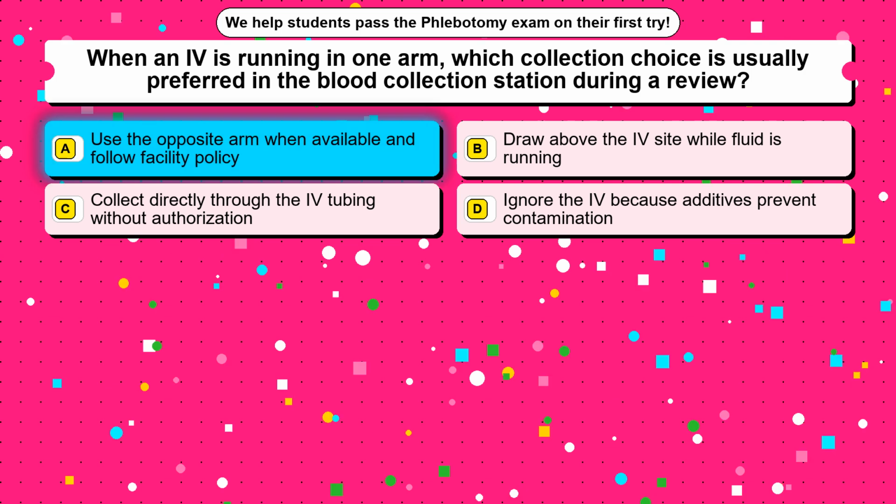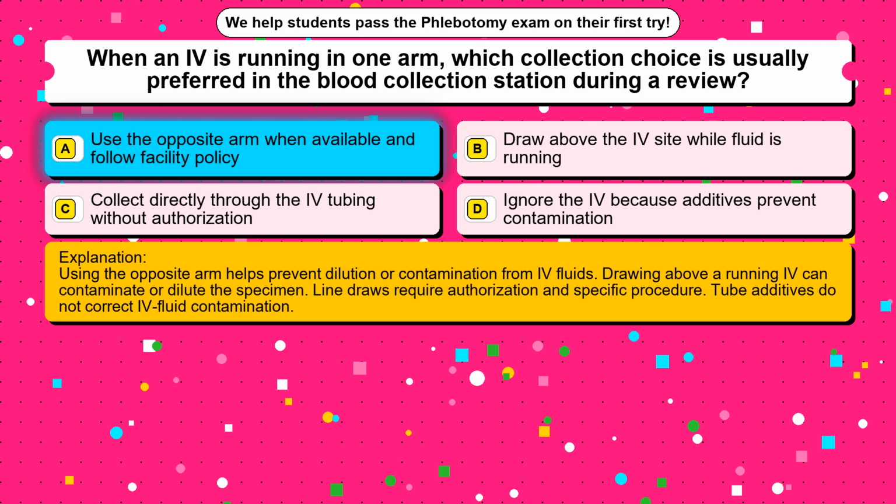The correct answer is option A. Use the opposite arm when available and follow facility policy. Using the opposite arm helps prevent dilution or contamination from IV fluids. Drawing above a running IV can contaminate or dilute the specimen. Line draws require authorization and specific procedure. Tube additives do not correct IV fluid contamination.